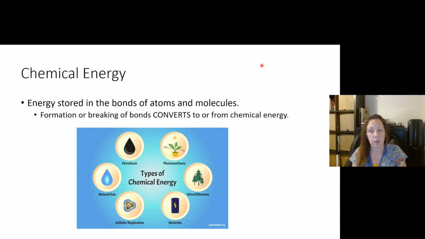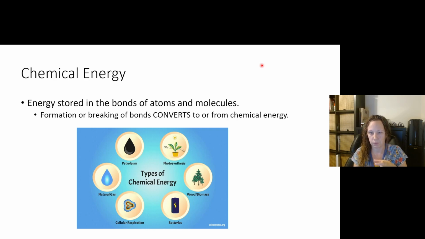this is another place where the book is wrong. So if you are reading the book, you're going to be off here. The breaking and formation of bonds does not just form chemical energy. It can form thermal energy. So what I want you to understand is that really it's storing the energy in the bonds when we are referring to chemical energy.